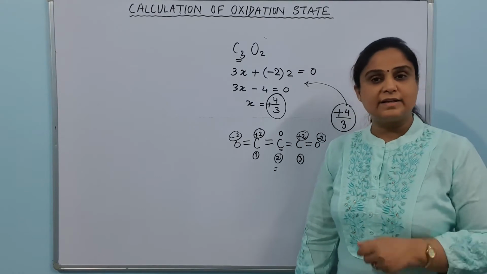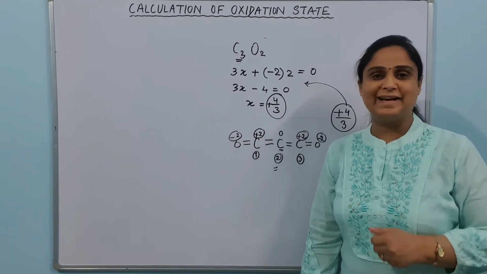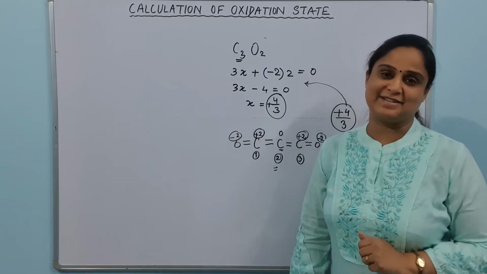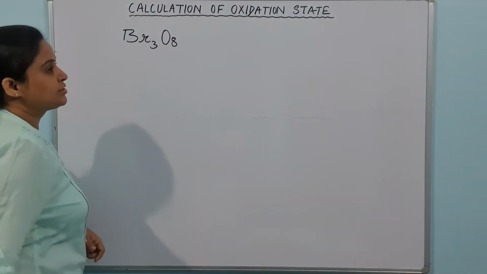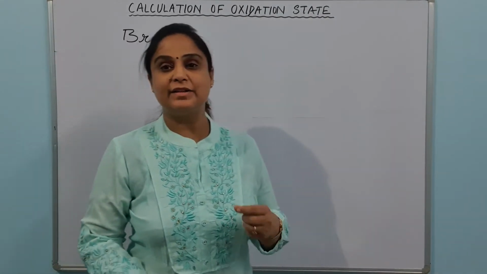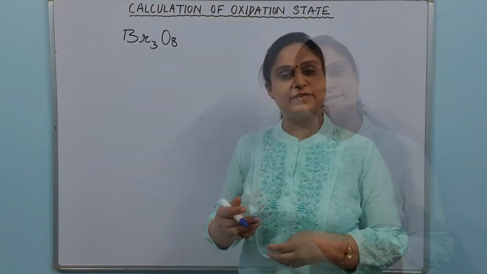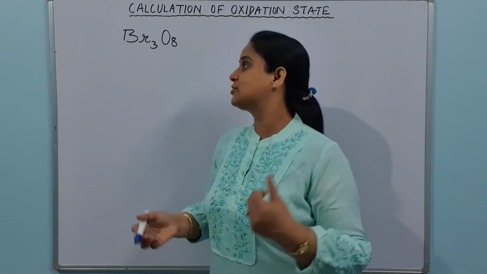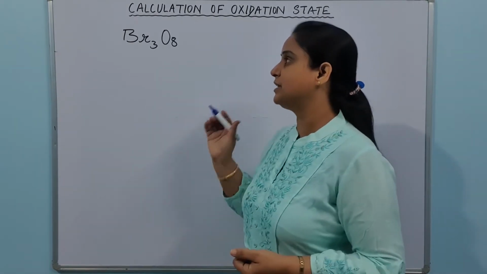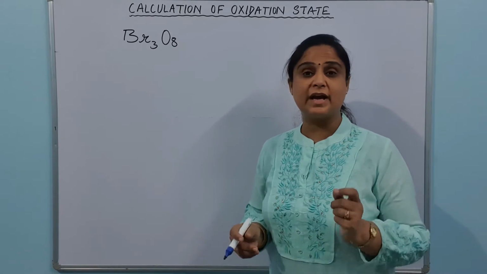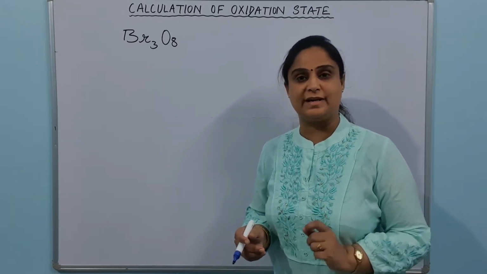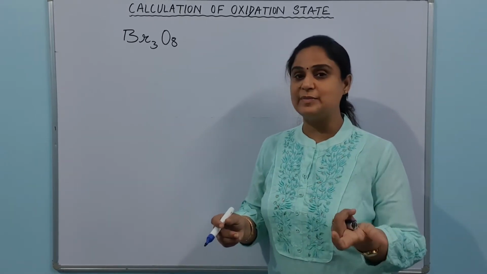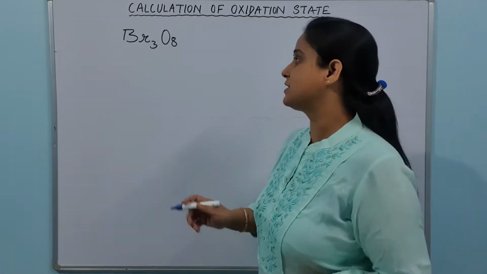Now let us see another example of this kind where we will be getting the oxidation state in fractions. So let's start with Br3O8. Before going to the structure, let's find out its oxidation state first. So this compound is Br3O8, the name of this compound is tribromine octaoxide. Oxide means minus 2 oxidation state. So let's see to it.